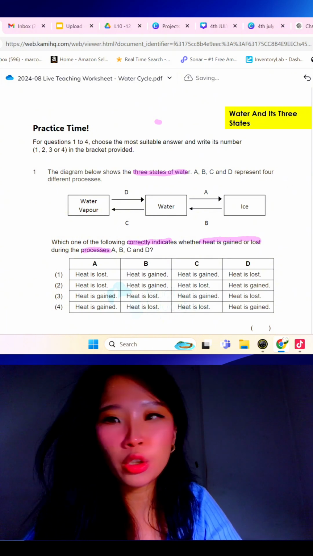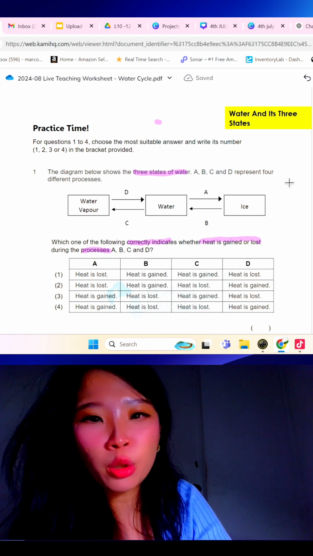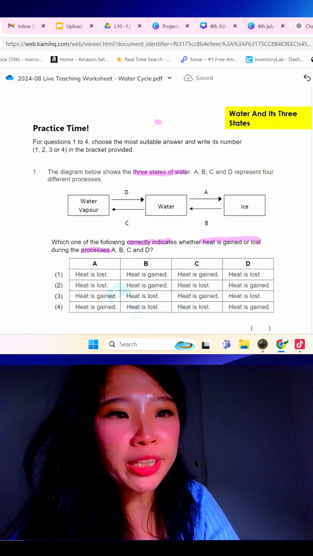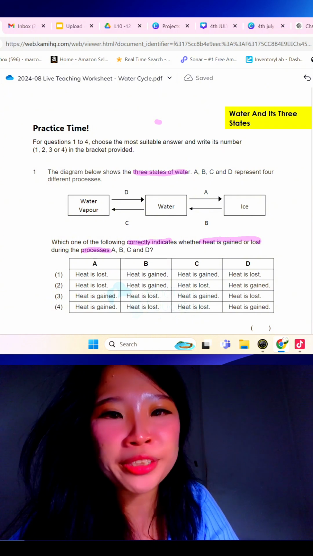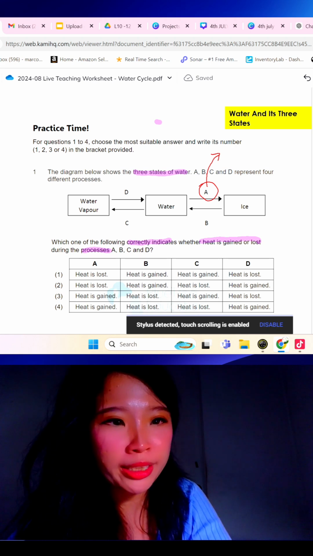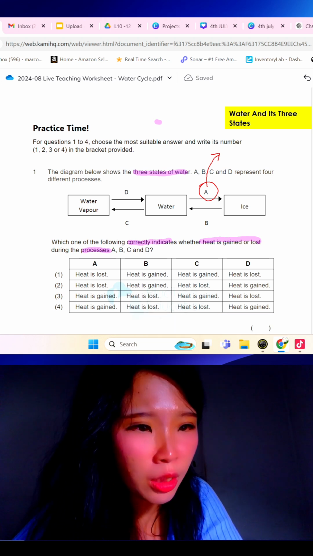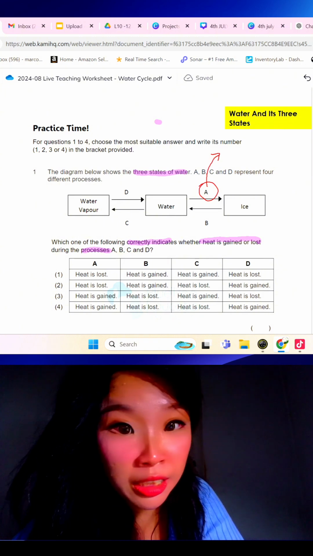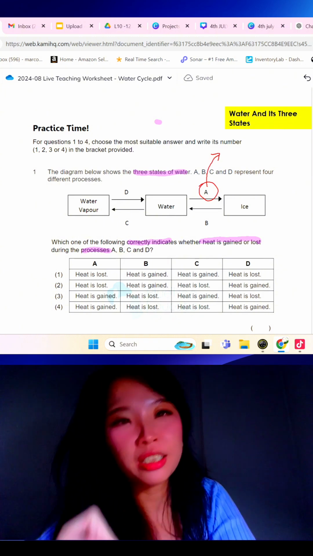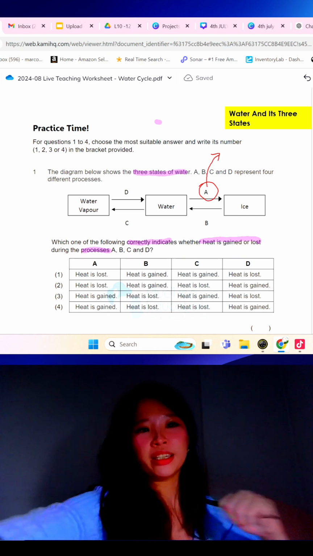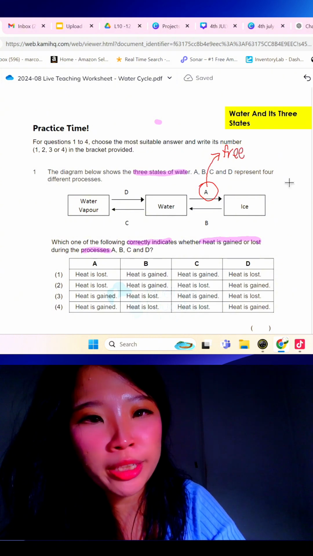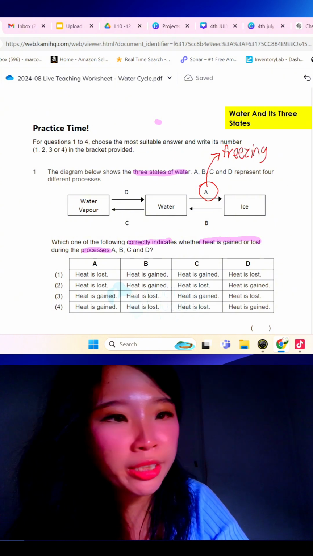Okay, so let's see. We all know water to ice. Type in your answer. Water to ice is what process? Didn't we do that in class? Type in your answer. Yes, freezing. Freezing means what? Heat gain or heat loss?